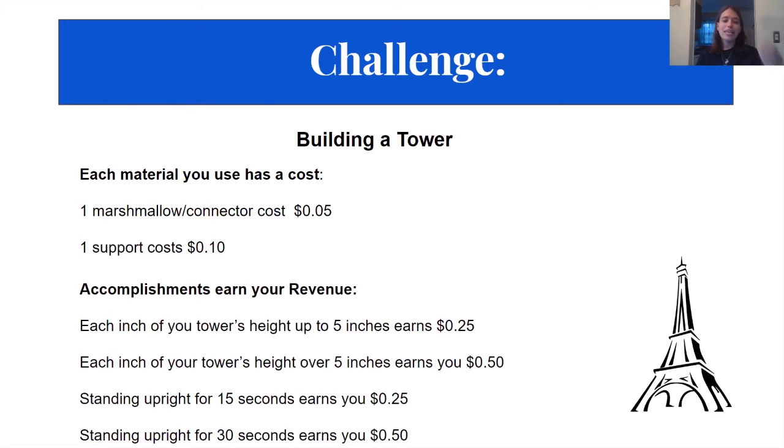For each inch your tower is up to 5 inches, so each inch up to 5 inches is going to earn you 25 cents. If your tower is over 5 inches, every inch above 5 is going to earn you 50 cents. If your tower can stand upright without you touching it or anybody touching it or anything holding it up, it's going to earn you 25 cents. If it can stand up for 30 seconds, it's going to earn you 50 cents.